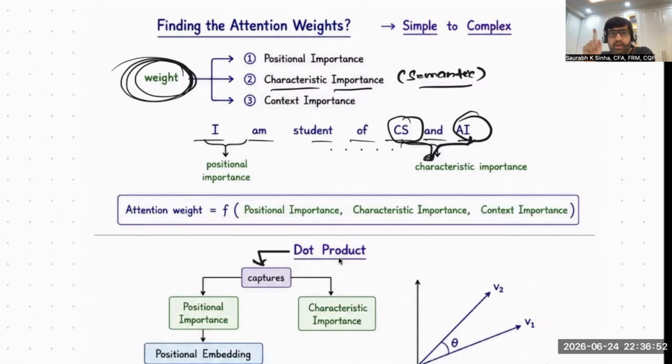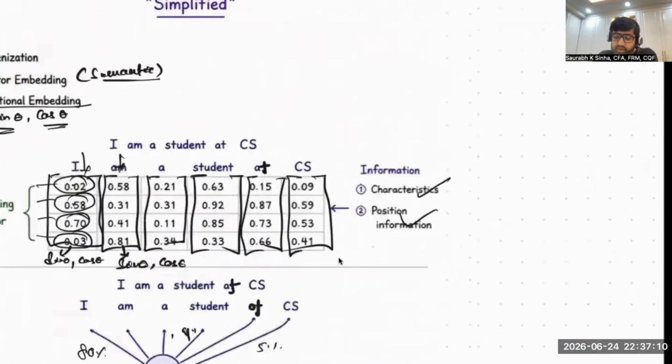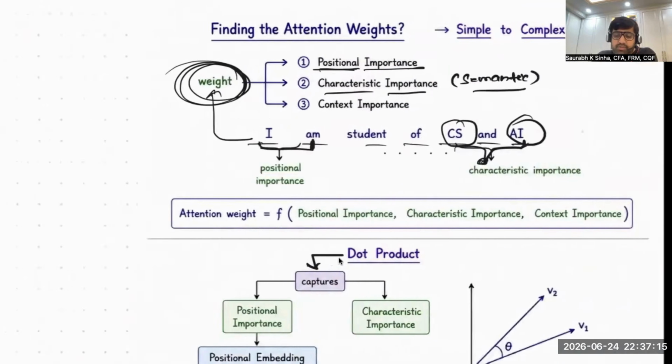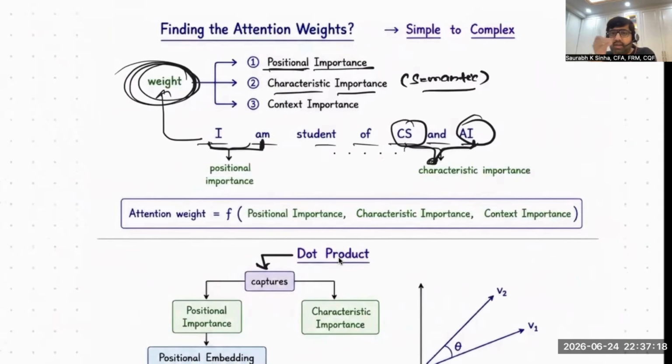Number one, it should have positional importance or positional information. So "I" is very near to "am." This information should be embedded into this attention score. This attention score should have two pieces of information. The first is semantic importance or characteristics importance, which simply means how near two words are in terms of meaning, in terms of characteristics.